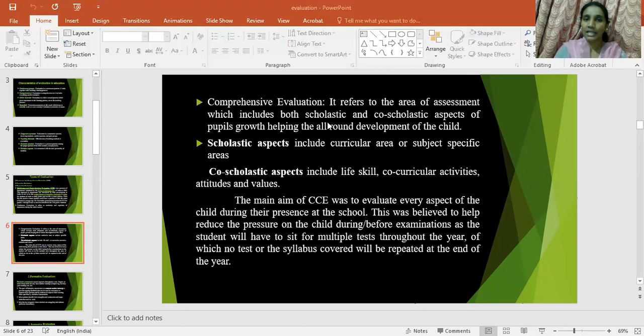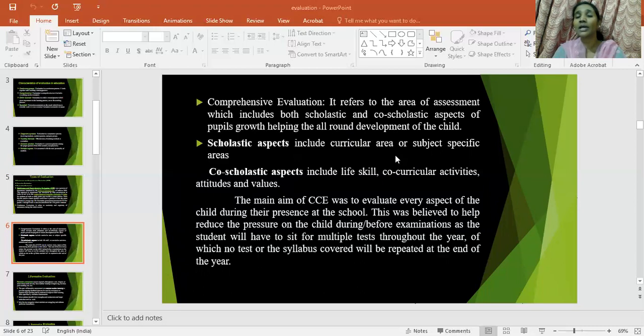Two areas are given here, that is scholastic and co-scholastic aspects. Here, comprehensive evaluation covers two aspects: one is the scholastic and the other is the co-scholastic aspect. Now the question arises, what is the scholastic and co-scholastic aspect? First one, the scholastic aspect, includes the curricular area or only the subject specific area.